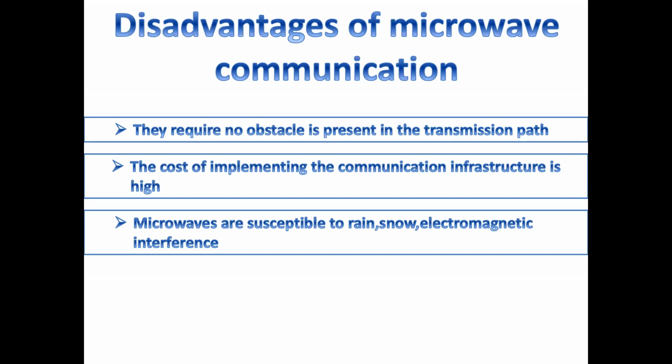Second one, the cost of implementing the communication infrastructure is high. Microwaves are susceptible to rain, snow, and electromagnetic interference. These are the disadvantages of microwave communication.